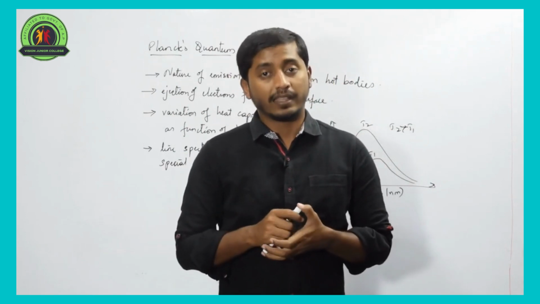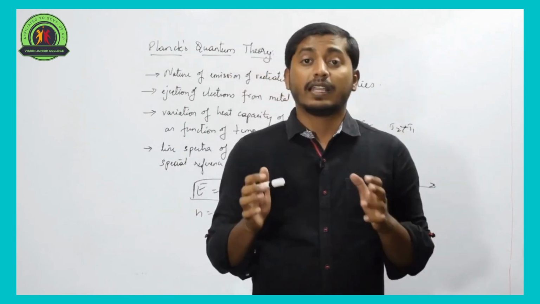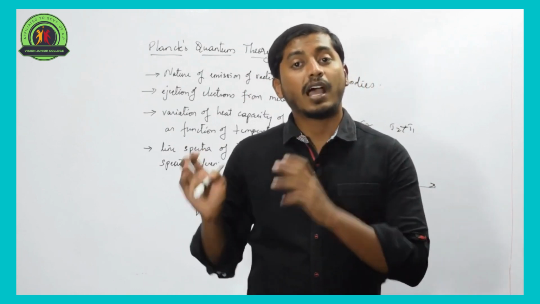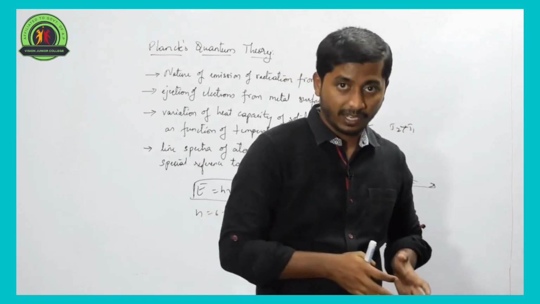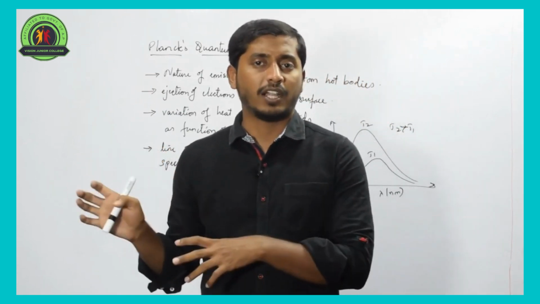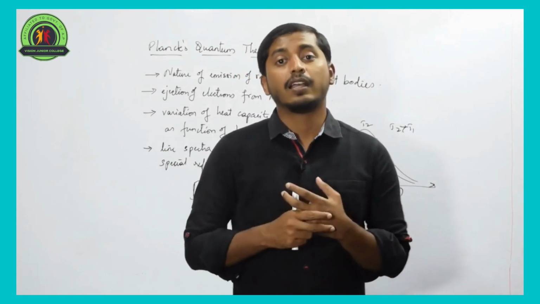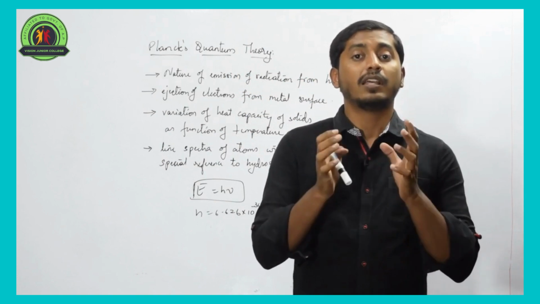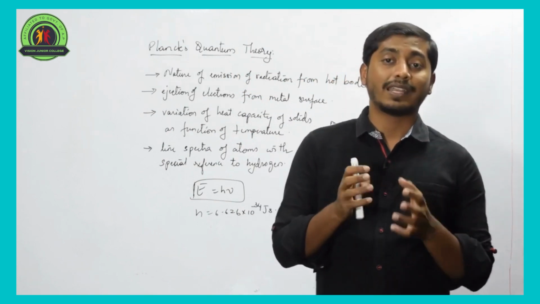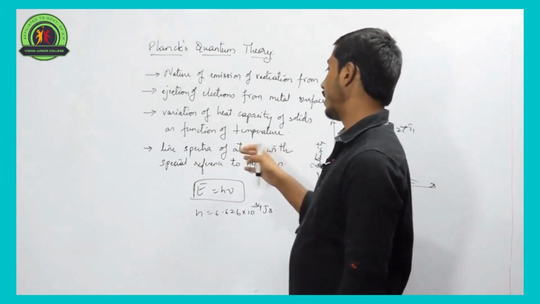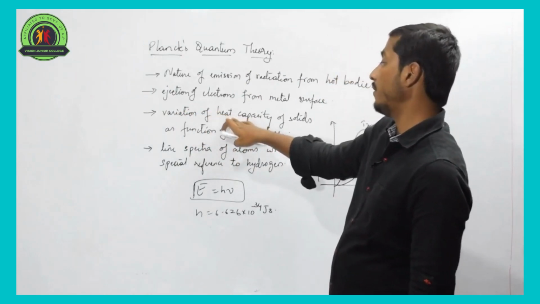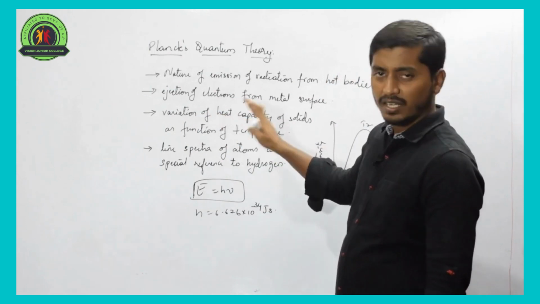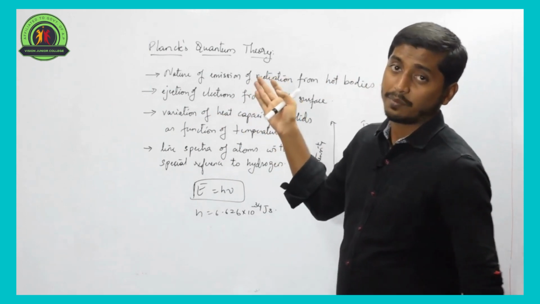What is the reason? It starts from a lower frequency of energy in the beginning and ends at a high frequency, going from red to blue to white. This means that the amount of radiation and the frequency both depend upon the temperature. He also explains the variation of heat capacity of a solid as a function of temperature. These are all conclusions of his black body radiation experiment.